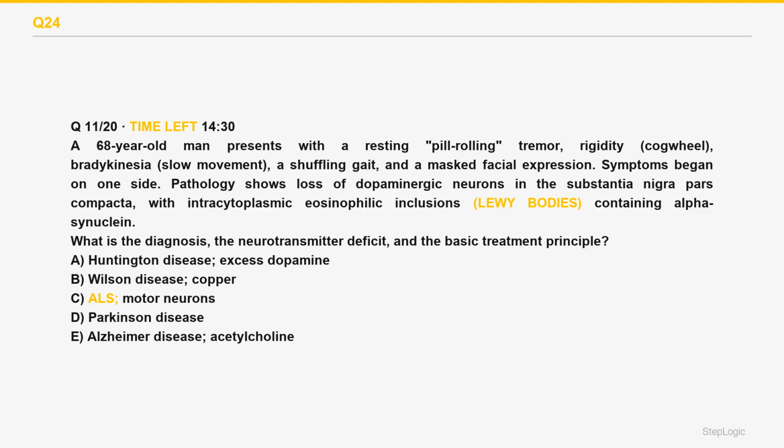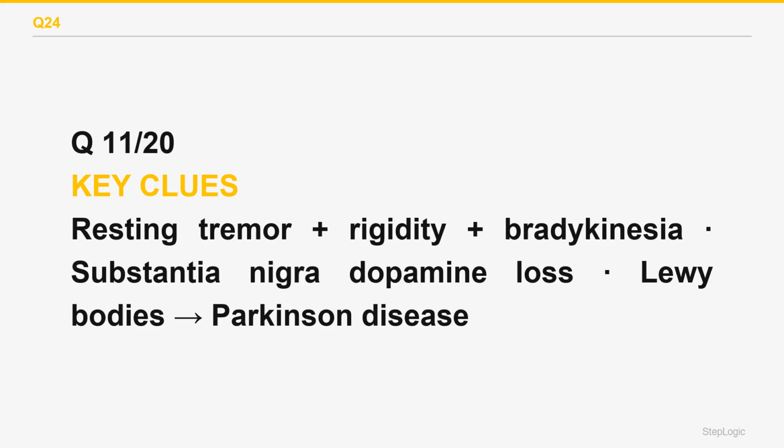Read the question. Diagnosis, neurotransmitter, treatment principle: resting tremor, rigidity, bradykinesia, substantia nigra dopamine loss, Lewy bodies: Parkinson disease, dopamine deficiency, levodopa. This is Parkinson's disease. The pathology is degeneration of the dopaminergic neurons of the substantia nigra pars compacta, which normally supply dopamine to the basal ganglia, the nigrostriatal pathway, to facilitate movement. The histologic hallmark is the Lewy body, an eosinophilic intracytoplasmic inclusion of aggregated alpha-synuclein.